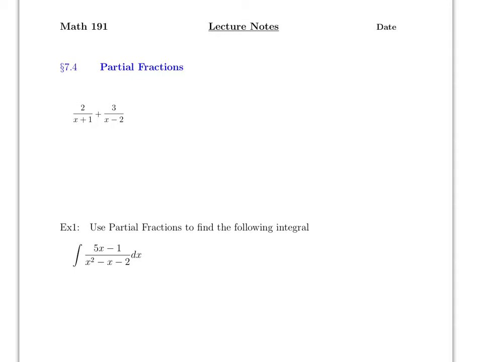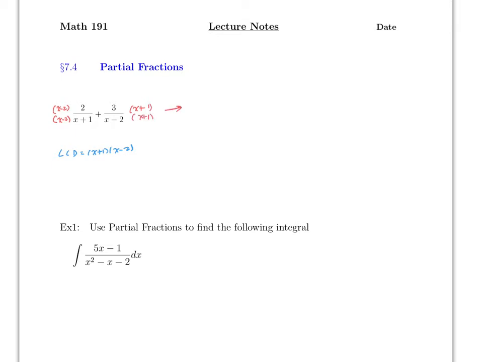So remember, you want to add fractions. You find the LCD. So the LCD in this case is x plus 1 times x minus 2. And then remember, to add fractions, you technically multiply by whatever would make the LCD. In this case, it will be x minus 2, and this one will be x plus 1.